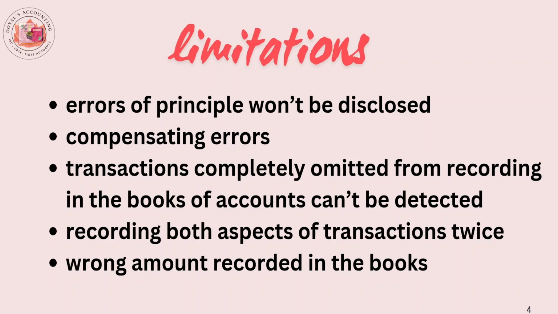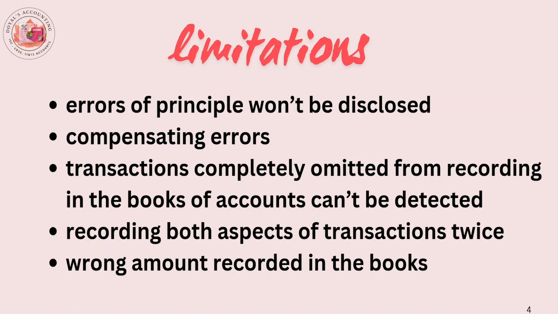There can be a tallied trial balance. It just indicates that debits and credits are equal. They are equally recorded in the books of accounts. So, even when the trial balance tallies, there can be some errors which may go undetected and which won't be disclosed by the trial balance. Now, what are those? Errors of principle. These are those errors which arise due to incorrect application of the principle.